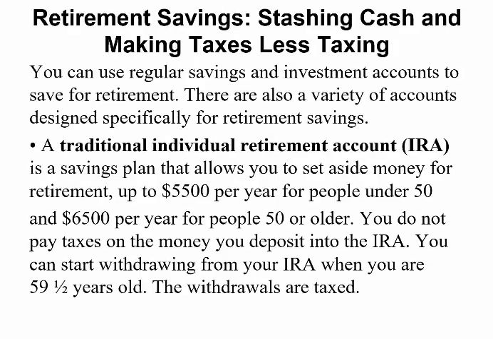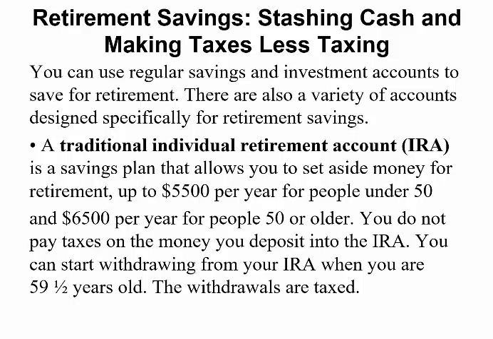All right, let's end by talking about some retirement savings. This is about stashing cash and making taxes less taxing. You can use regular savings and investment accounts to save for retirement. There are also a variety of accounts designed specifically for savings. There's what's called a traditional individual retirement account, the IRA. This is a savings plan that allows you to set aside money for retirement, up to $5,500 per year for people under 50 and $6,500 per year for people 50 years and older. And you do not pay taxes on the money you deposit into the IRA.